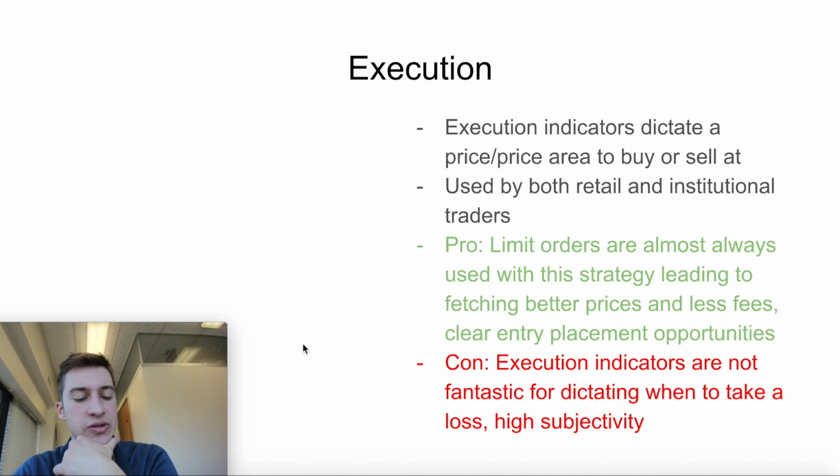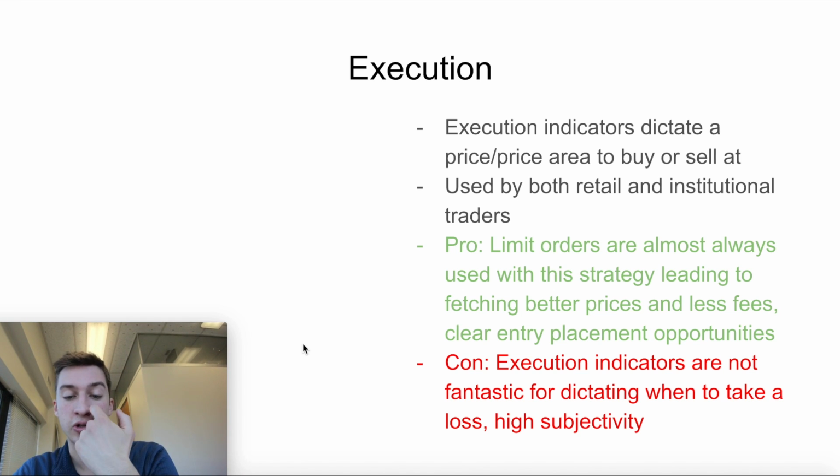All right, let's get to the final part of bias, trigger, and execution. Executing indicators dictate an exact price or a price area to buy or to sell at. The good news is this is used by both retail and institutional traders. Retail traders do use volume profile, Fibonacci, support resistance, and institutions do use that as well.